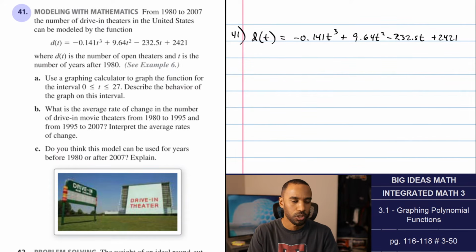Okay. Use a graphing calculator to graph the function for the interval 0 to 27. Describe the behavior of the graph on this interval. All right, so I'm going to go to my graphing calculator and type in that stuff. Now, t is going to have to be an x on here, but negative 0.141 x cubed, I'm overwriting my other one, plus 9.64 x squared minus 232.5 x plus 2421. I'm going to do a window range from 0 on x to 27.